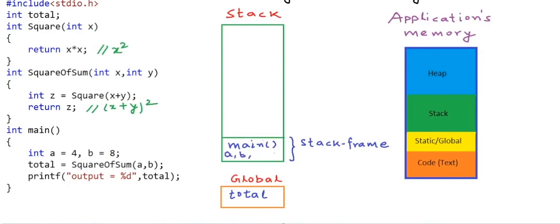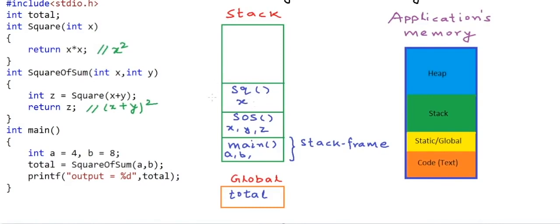The size of the stack frame for a method is calculated when the program is compiling. Now when main calls the square of sum method, let's write a shortcut SOS for square of sum, then a stack frame is allocated for the call to square of sum. All these local variables x, y, z will sit in this particular stack frame. Now square of sum calls square. Let's again put a shortcut here for square. So another stack frame for square, and it will have its own local variables.